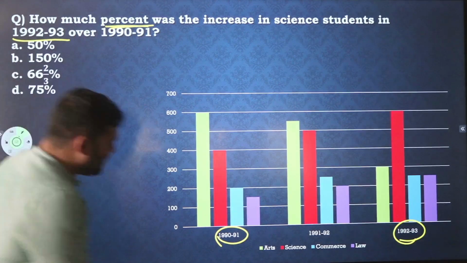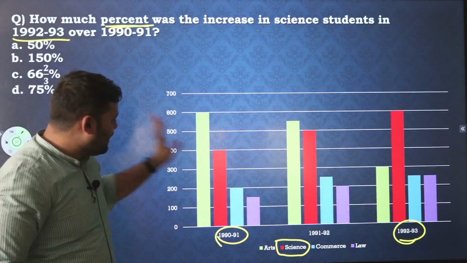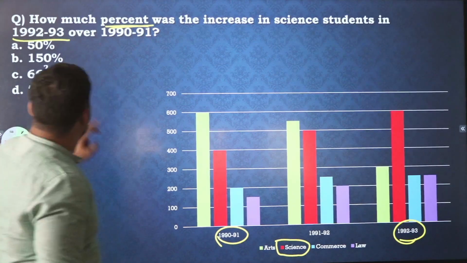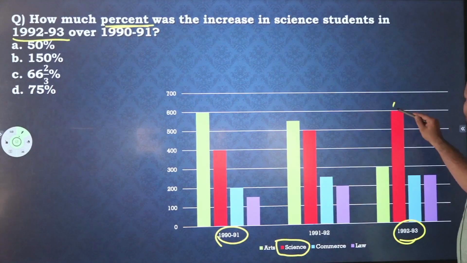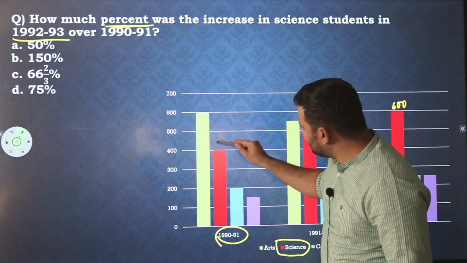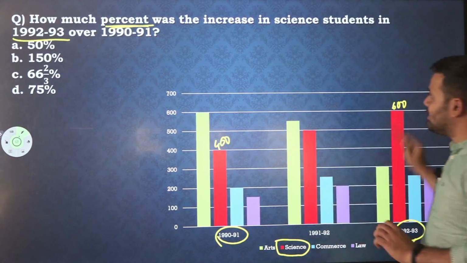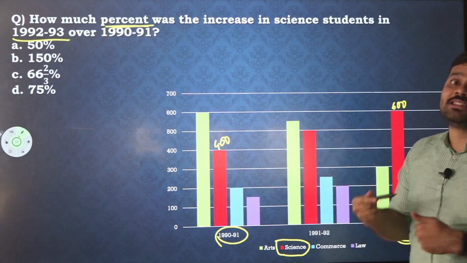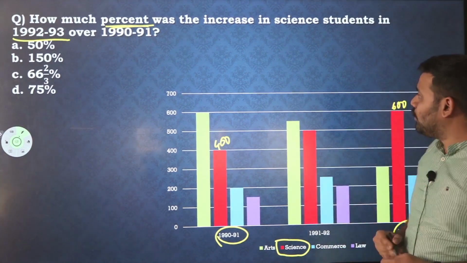Which one is science here? I can see that the red color is science here. So the red bar is science. I need to take 92-93 science here. How much is this here? This is 600. Okay. And here science is 400. There is definitely an increase. Here it is 400. Here it is 600. Now they are asking the percentage increase. How much has it increased? From 400 to 600.